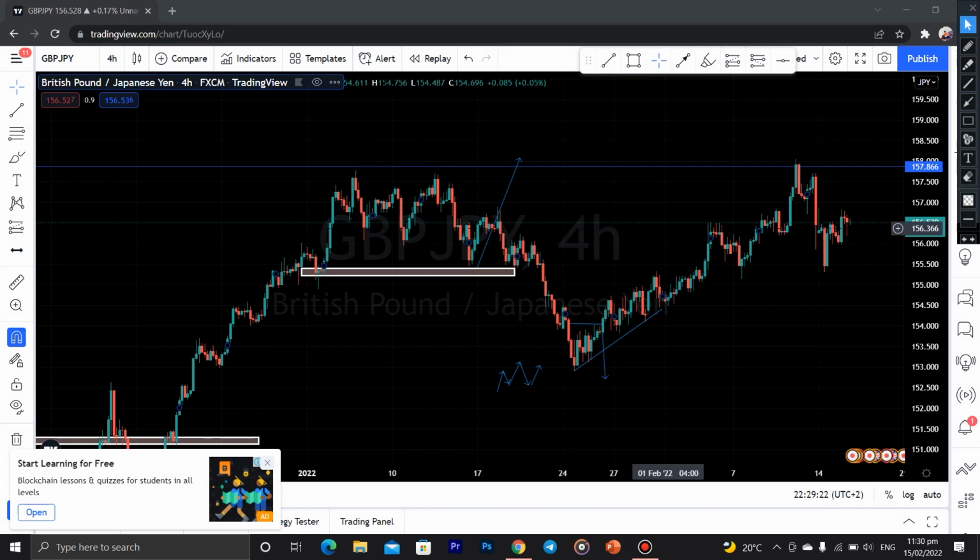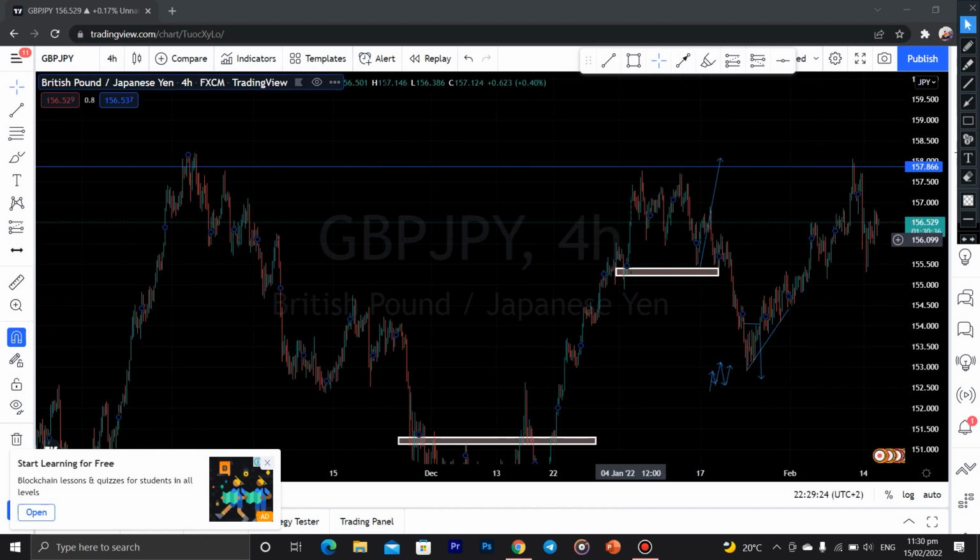If I go ahead and reduce my charts, you can see that we also had one more touch here. The market reached the horizontal line and then bounced off again. We can see another one here. So this is more of a valid line, a valid key level.